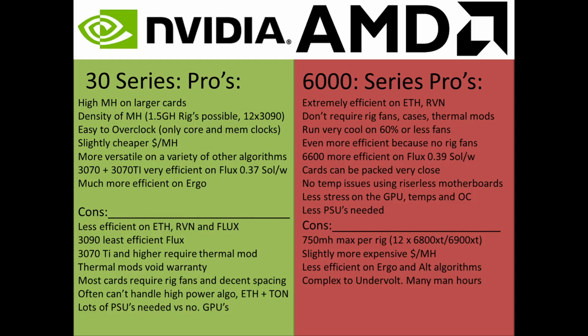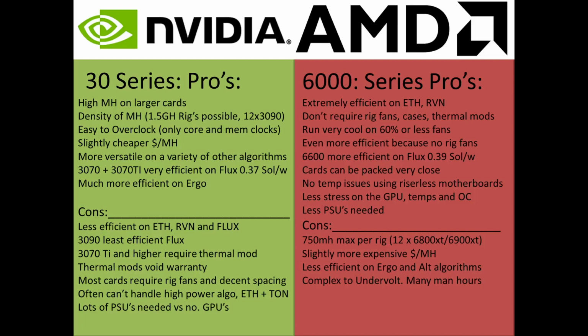The 30 series has the higher megahash on their larger cards. The maximum hash rate you can get from a 6000 series card is 64, but the maximum you can get from a 30 series card is like 125, maybe 126, depending on how lucky your silicon lottery is on a 3090. So pretty much double. If you have a limited number of slots for some reason, then you can get a lot more megahash on fewer cards in the 30 series.